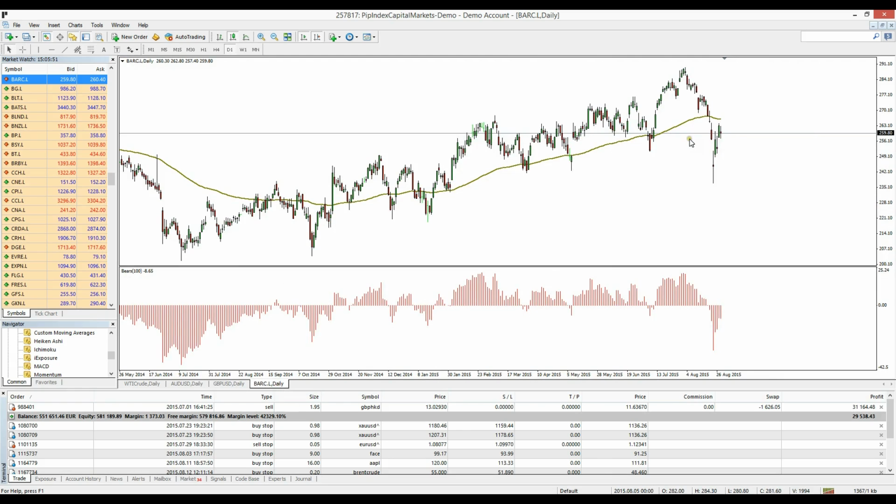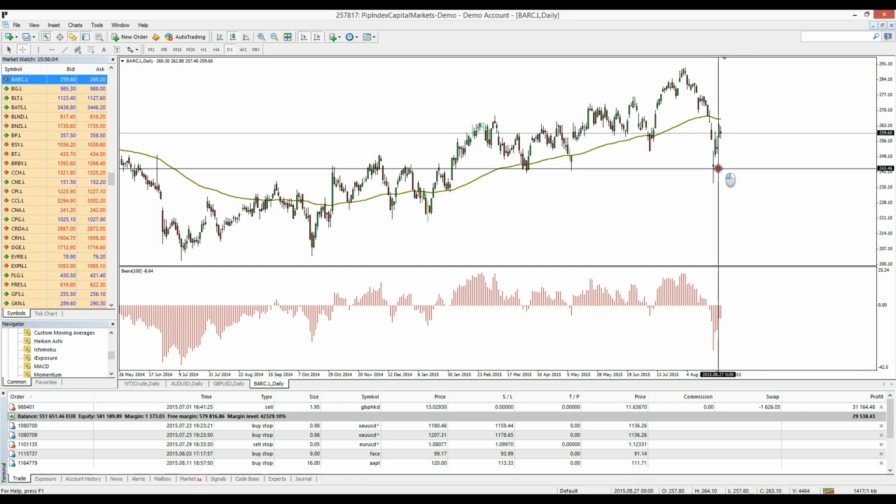Now let's take a look at Barclays, okay? And what we have here is the 100-day exponential moving average coupled, of course, with the bearish volume. The bearish volume took a huge spike here recently, okay? And we had almost a doji formation. It seems to be that for some traders, this is almost like an island reversal, okay?